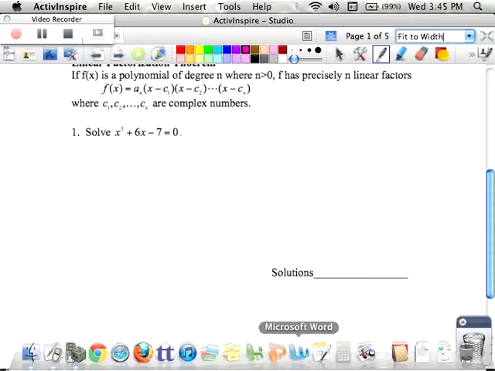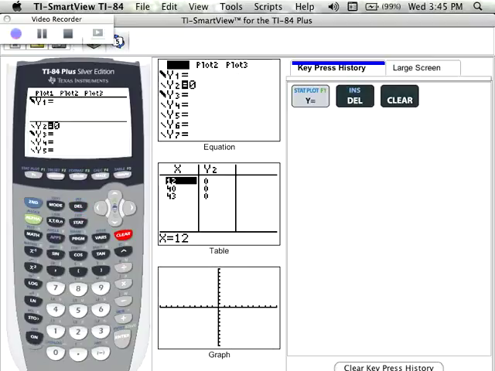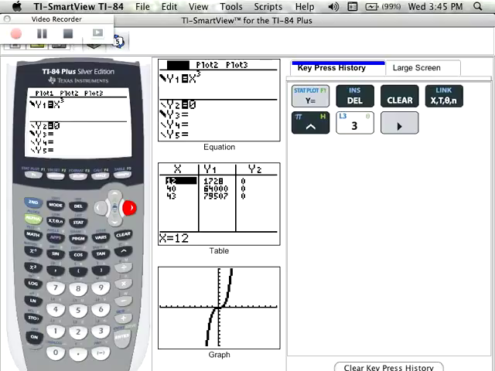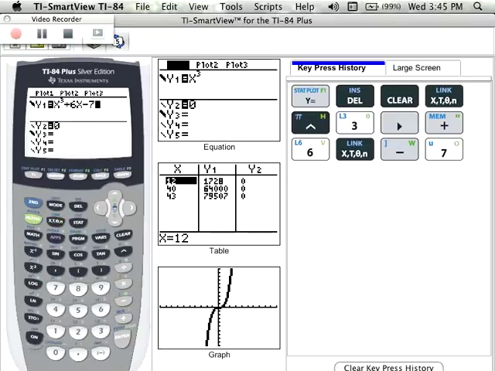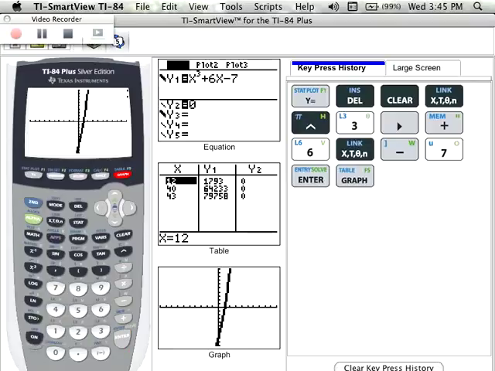In this particular problem, if I go into my calculator, I'm going to enter in the equation. My equation is x to the third power plus 6x minus 7. And don't forget to have 0 in your second one if you want to use the second trace thing. What you'll notice in the screen down below is that it looks like it crosses the x-axis in exactly one spot. You can also just do that by hitting graph and see the same thing. And it looks like a 1.